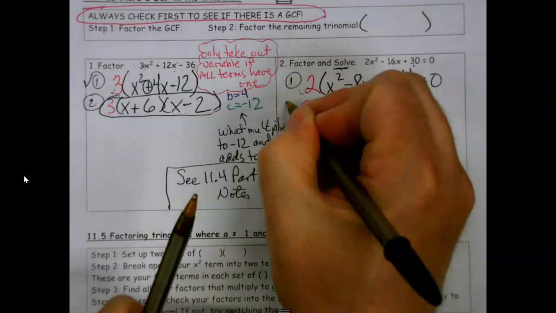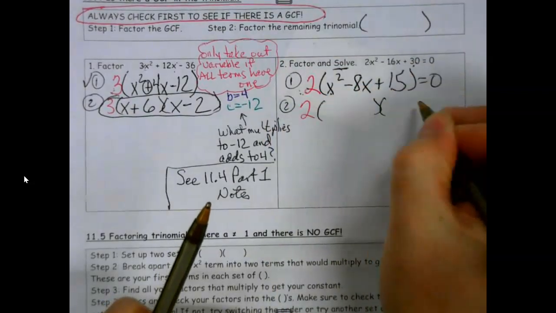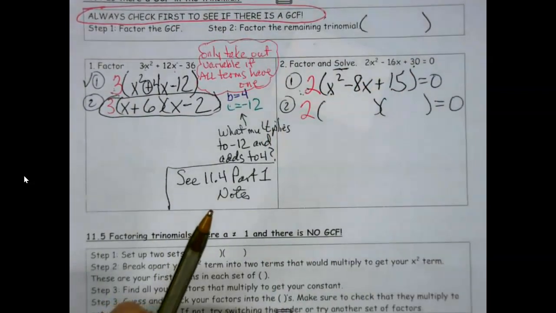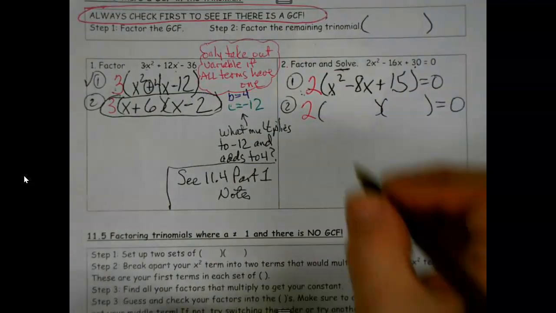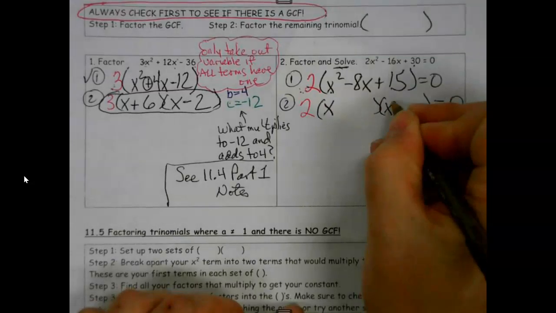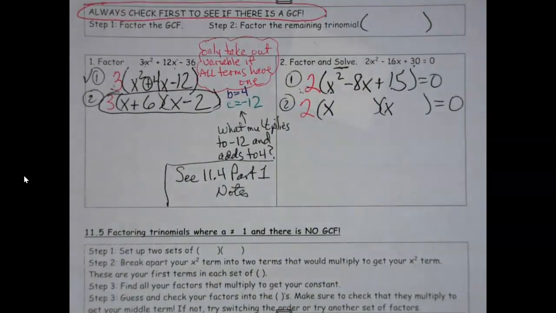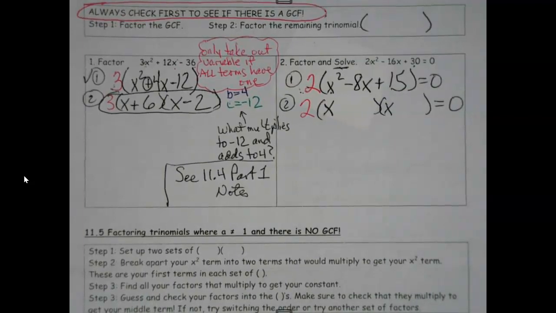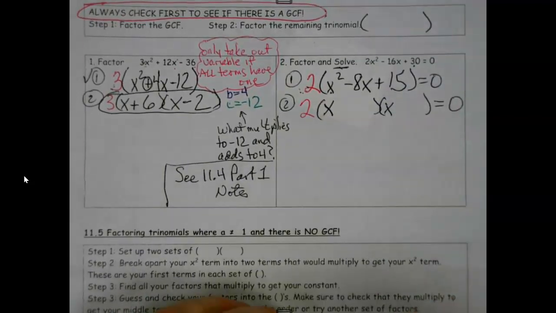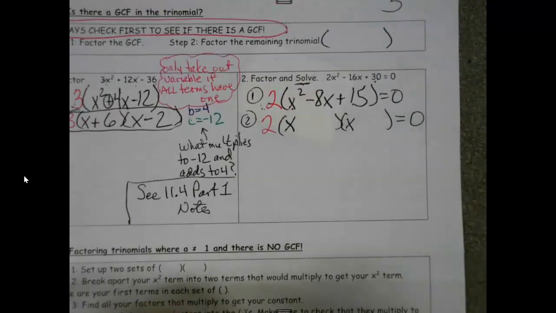And just like we did in the first one, we're going to get our 2 sets of parentheses here. So I get my x's. And again, I'm reminding myself, and I'm going to jot this down right here.